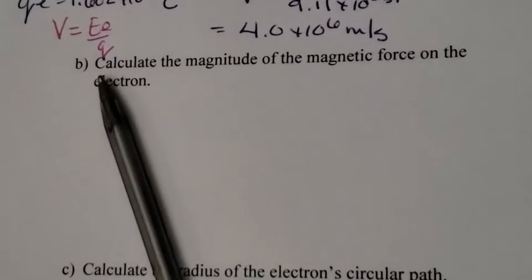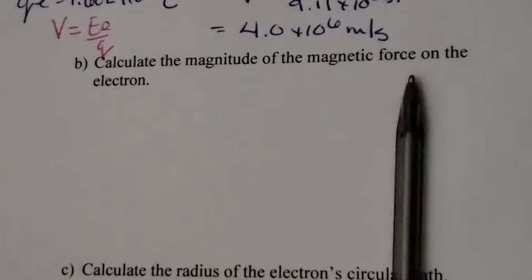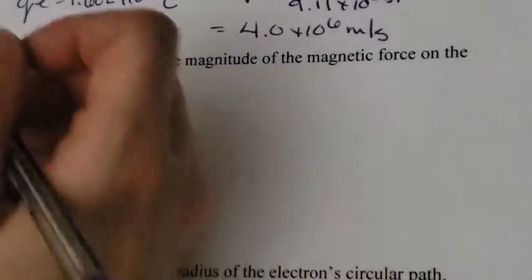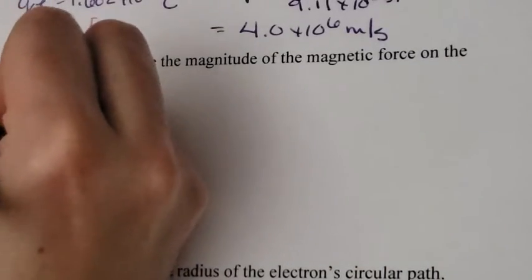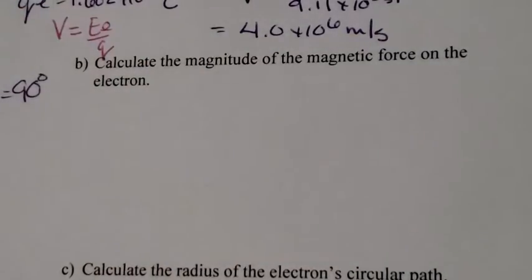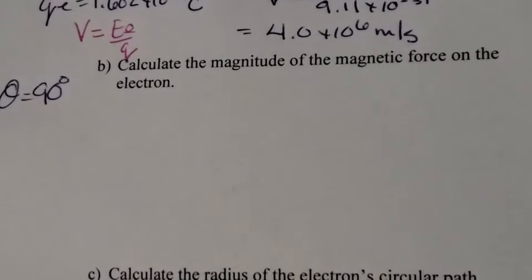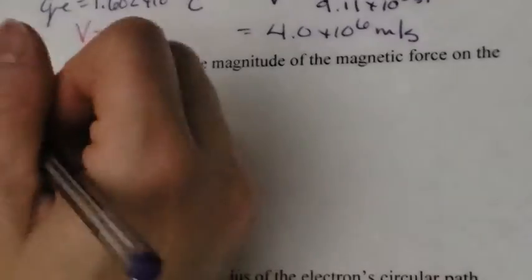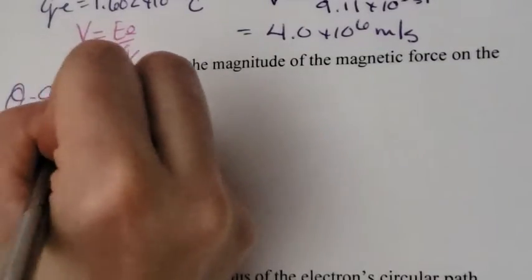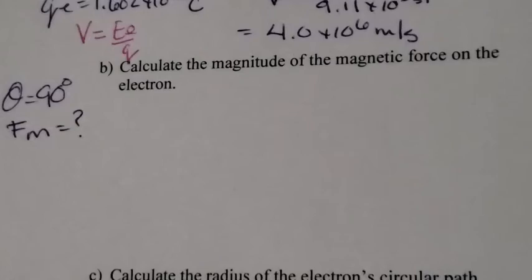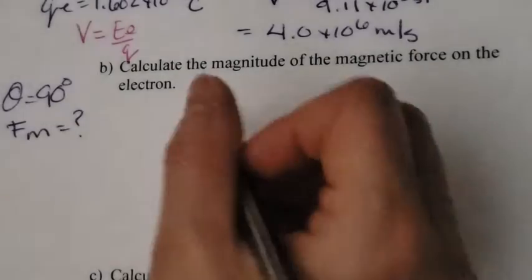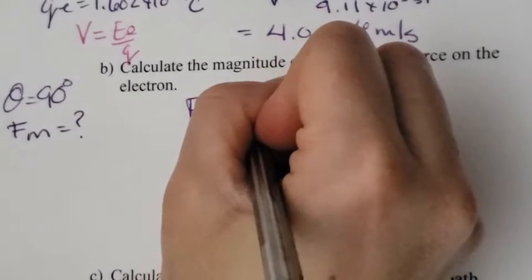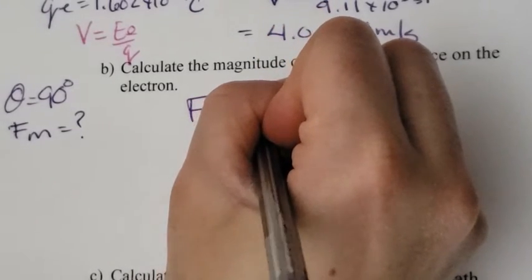In B part, it says calculate the magnitude of the magnetic force on the electron. So it doesn't mention an angle, and whenever it doesn't mention an angle, you're always going to assume the angle to be 90 degrees. So theta is going to be equal to 90 degrees. And I'm looking for the magnetic force. So Fm is what I'm looking for. So we get to use our new formula. So our new formula was Fm is equal to QVB sine theta.